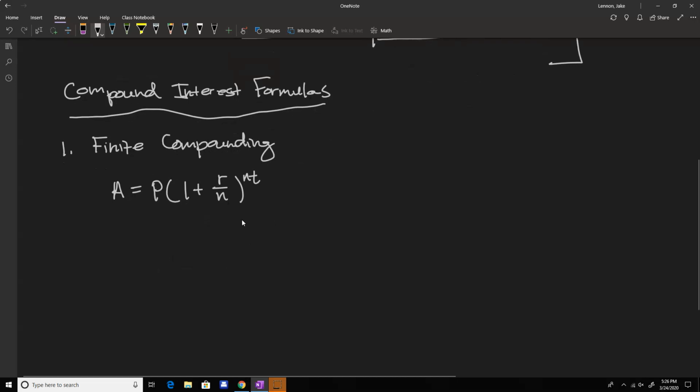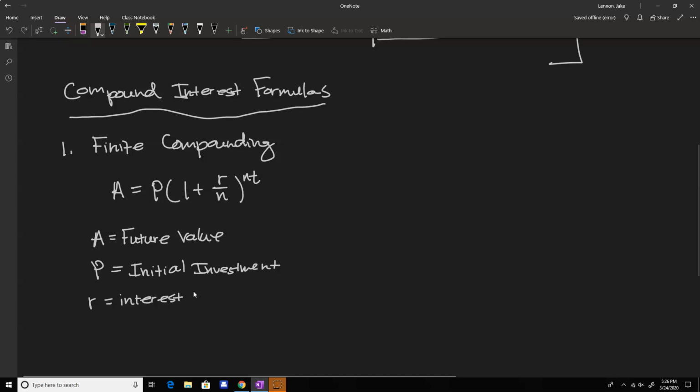So what do all of these things mean? Again, A is the future value. Capital P is the initial investment, sometimes known as the principal. R is the interest rate, and for this formula we want that as a decimal.